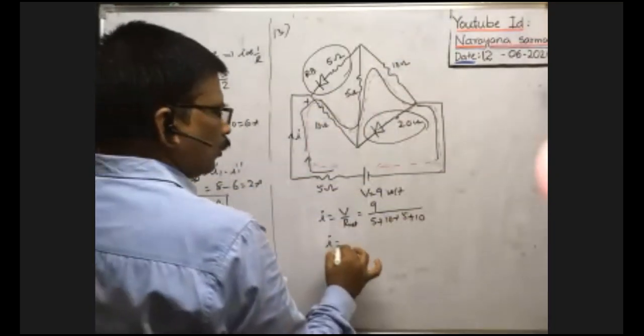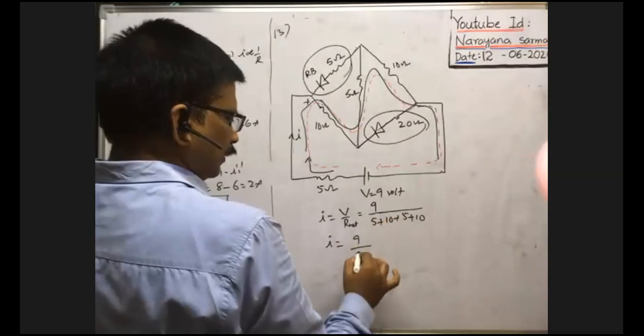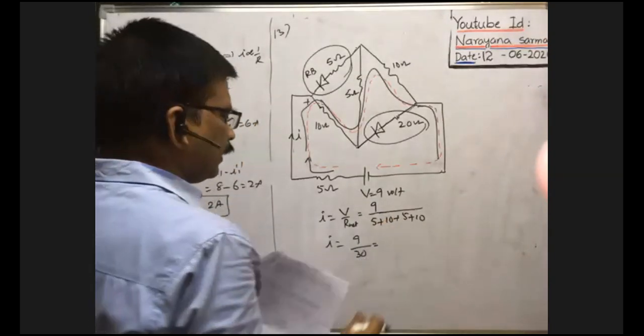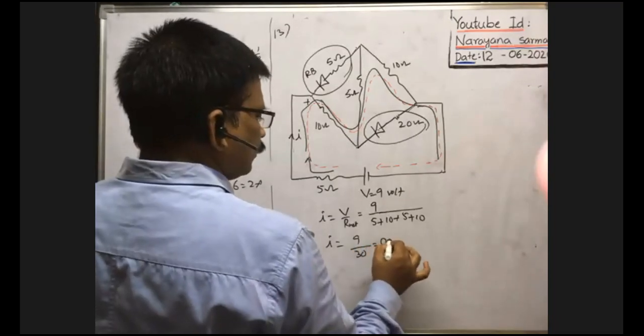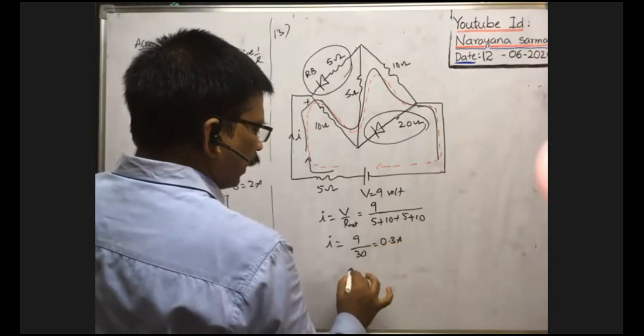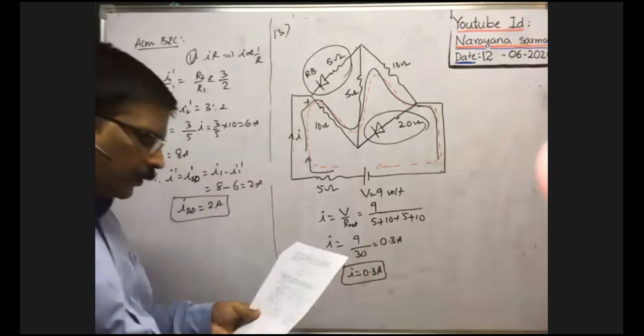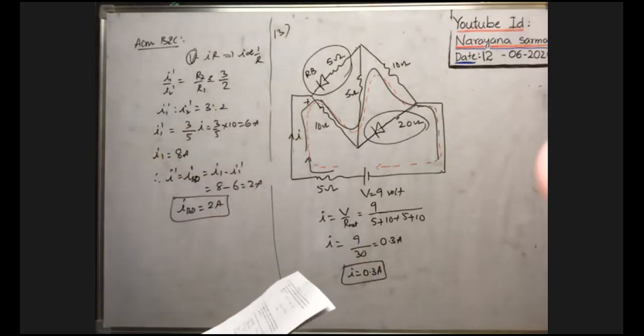So I is equal to 9 by 30, no? That is equal to 0.3 ampere. 0.3 ampere is the current. So I is equal to 0.3 ampere. It is the current passing through the circuit, or the main current passing through the circuit.